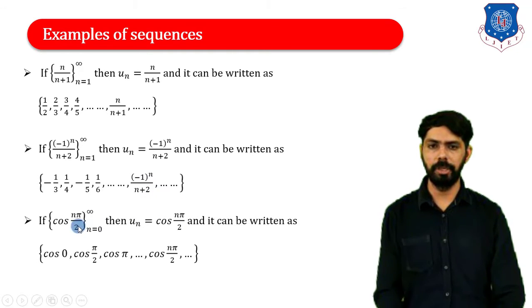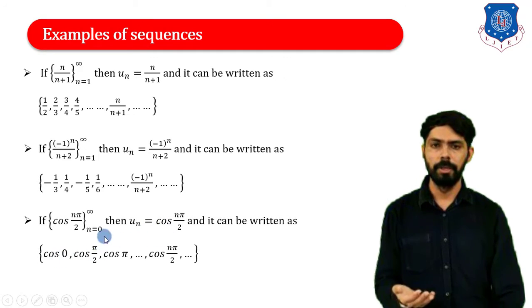Now if you look at the third sequence, cos of n pi by 2, where n varies from 0 to infinity, then un is equal to cos of n pi by 2. To find the first term of the sequence, we put n equal to 0 in un, because here n starts from 0. So if we put n equal to 0 in un, it will be cos 0. So cos 0 will be the first term. Same way, for the second term, we put n equal to 1 in un, so it will be cos pi by 2.